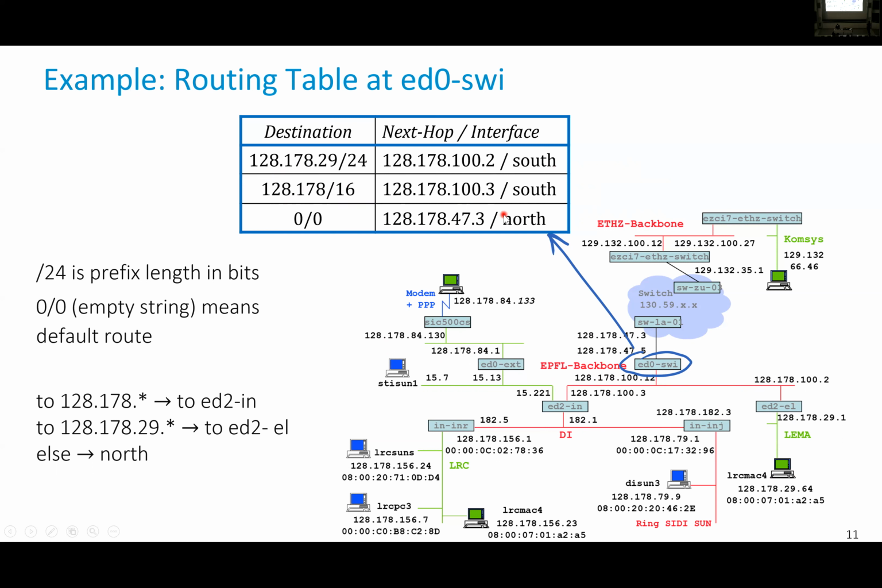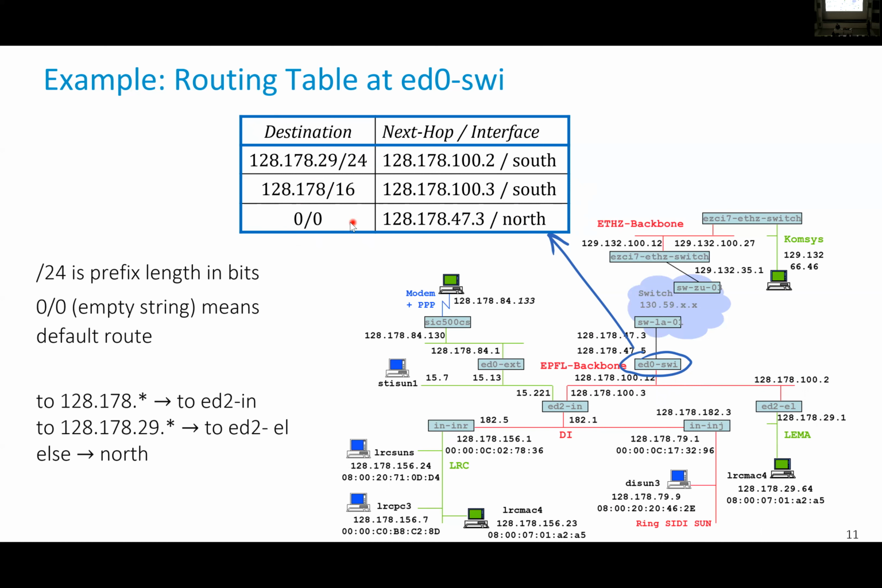Then there is another entry here, which is 128.178/16, and it says you go to .3, which is this router here, via the interface which is south. It's the Ethernet, the ETH interface. So this box has two communication interfaces, and here it's saying we go to the south one. What does this entry mean? Well, by virtue of longest prefix match, it means that anything that is an EPFL address and is not this one should go this way here. So this is in fact a backbone router that goes to the rest of EPFL, with one exception, which is this subnet that is connected directly to the backbone.